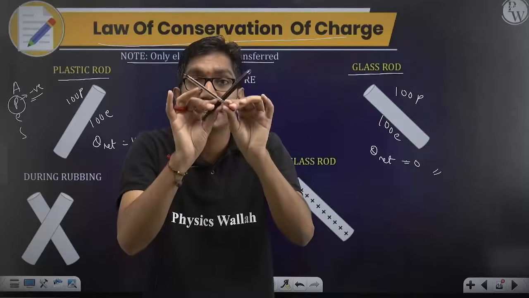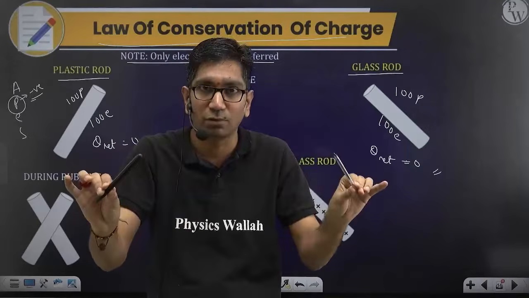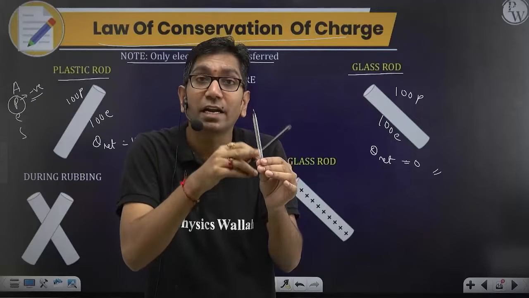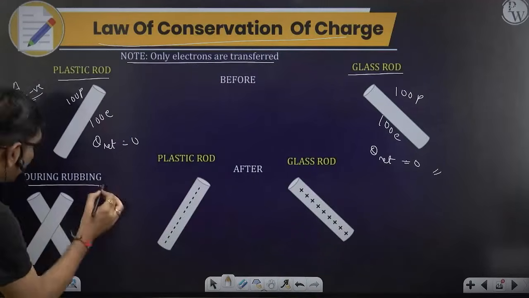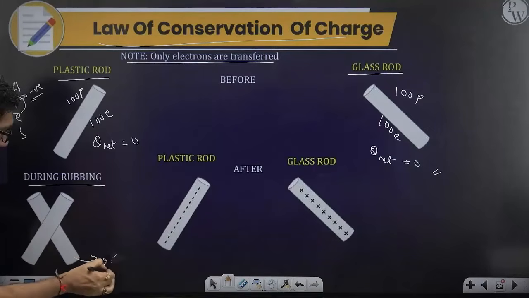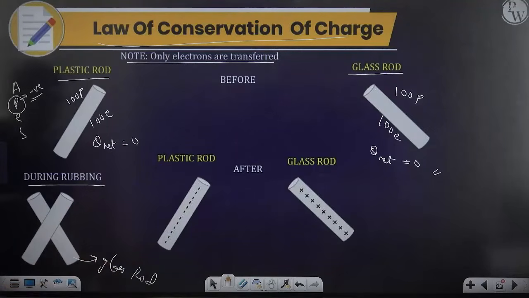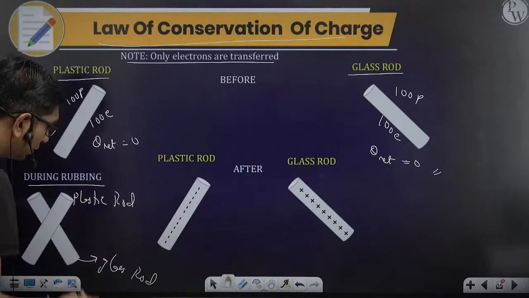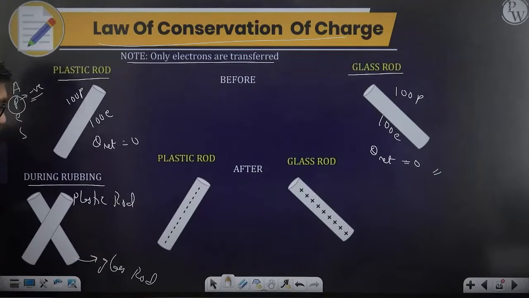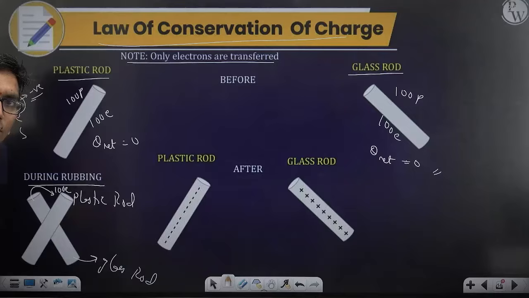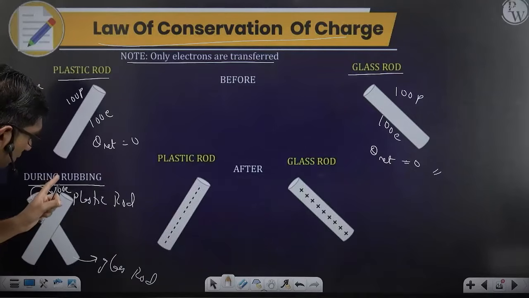So what happened in this process? What happens if we rub bodies against each other? In that case, 100 electrons. Here, I will write here. During rubbing, this is our glass rod, and this is the plastic rod. Right, beta. So what happens now? From the glass rod, 100 electrons will be shifting toward the plastic rod.